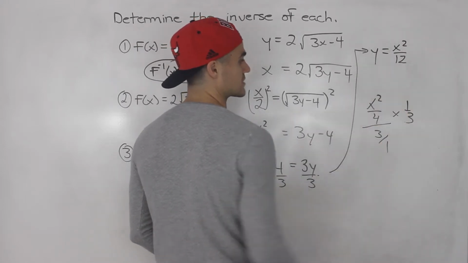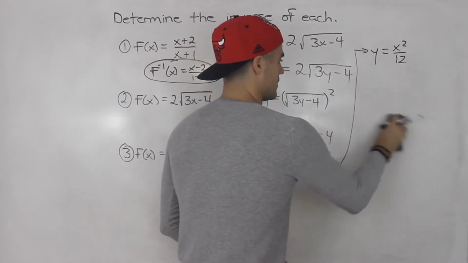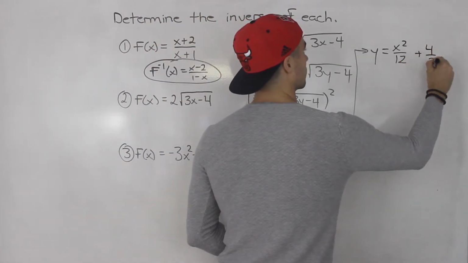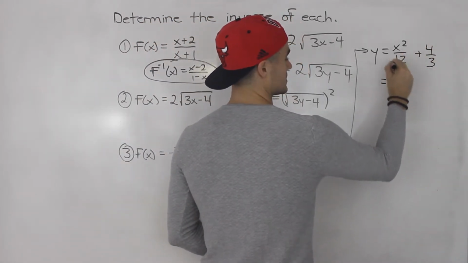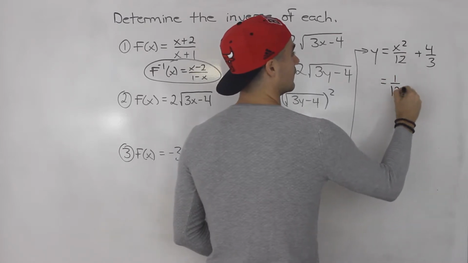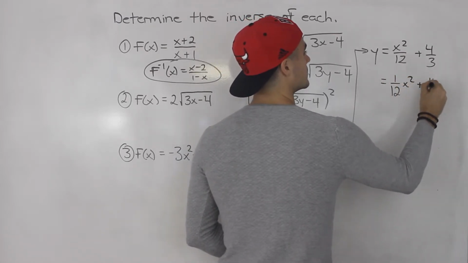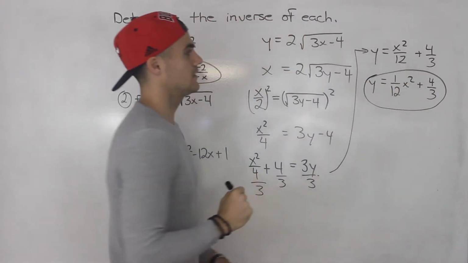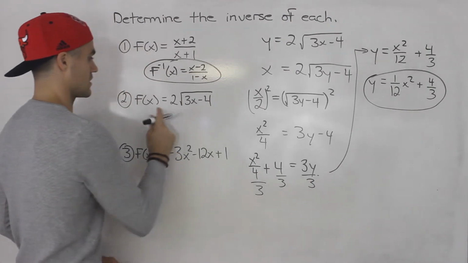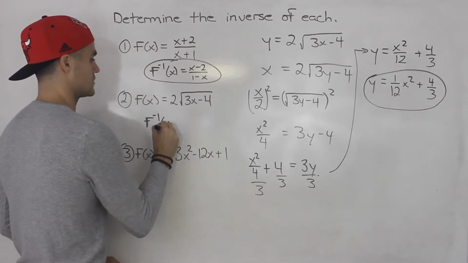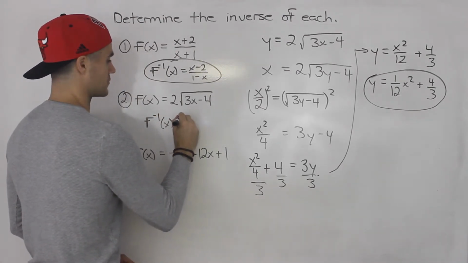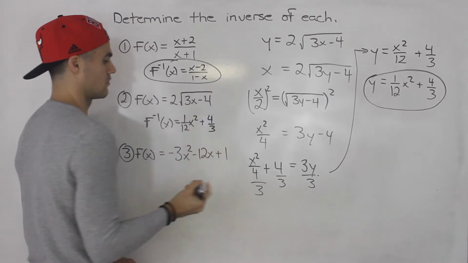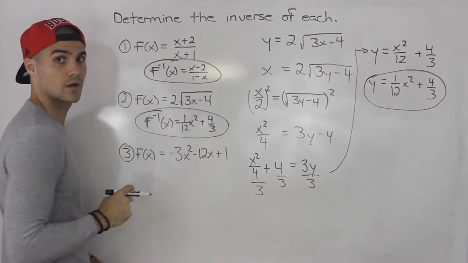So 3 times 4, or 4 times 3, is 12. x squared times 1 is just x squared. And then this is just 4 over 3. Let's just leave it as a fraction. If you want to make this look nicer, you could even take this 1 over 12 and put it in front. So we actually end up with a quadratic here, right? So that there is the inverse of this. So the inverse, if you want to write it in proper notation, is 1 over 12 x squared plus 4 over 3. That's the answer for number 2.